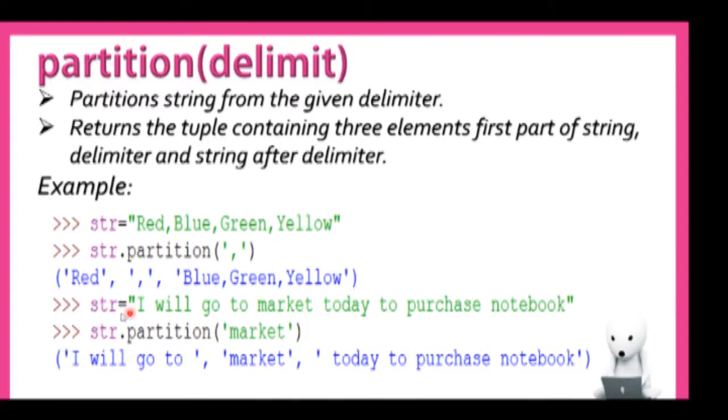Let's see another example. str is equal to I will go to market today to purchase notebook. In this case, I've taken market as a delimiter, so I get three elements in this tuple. I will go to before the delimiter as first element, market as the second element, and today to purchase notebook, that means the string after the delimiter as the third element of the tuple.